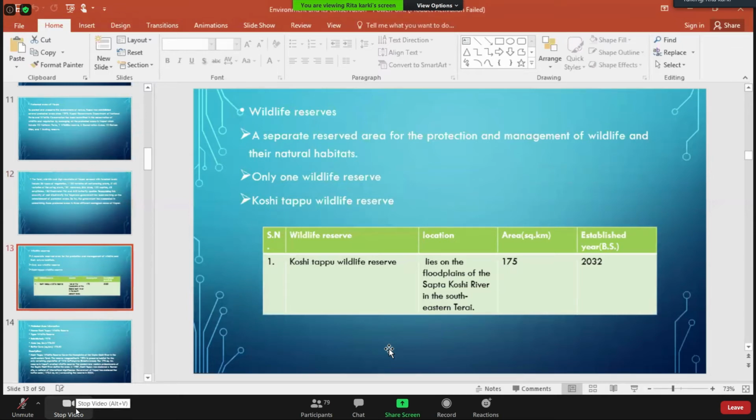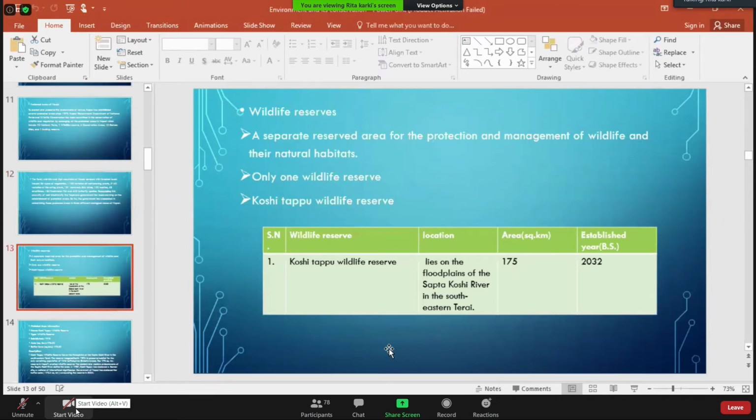Before this, there were three wildlife reserves. Till class 7, I guess you have studied, there are three wildlife reserves in our country. But now, except Kotapu Wildlife Reserve, the other two wildlife reserves have been converted into national parks. Their areas are bigger, and the number of plants and animals present in those regions is huge.